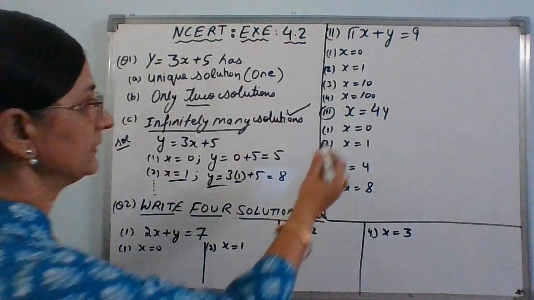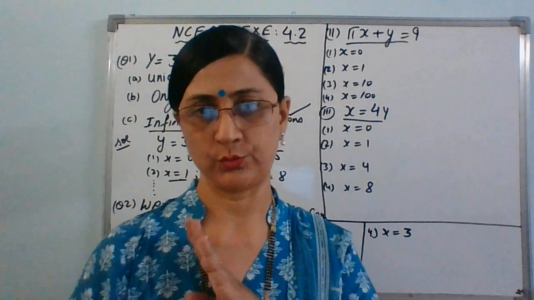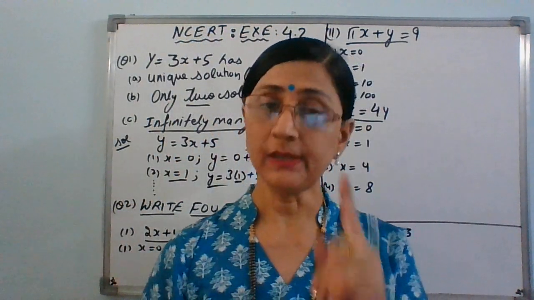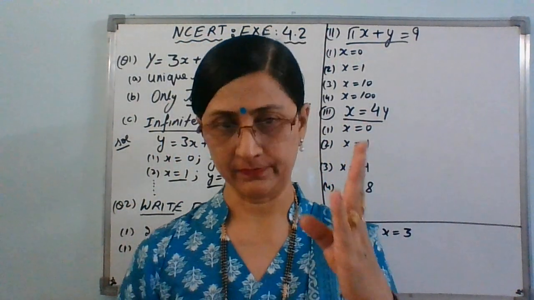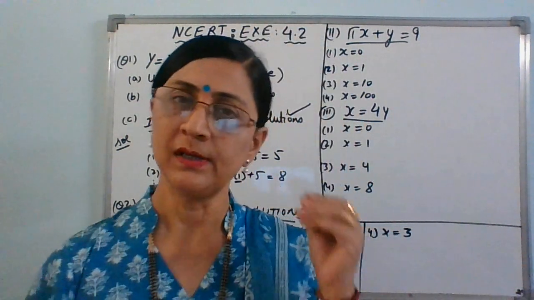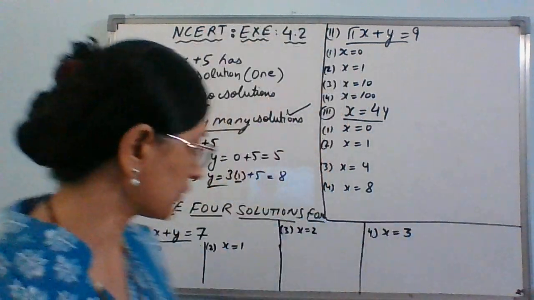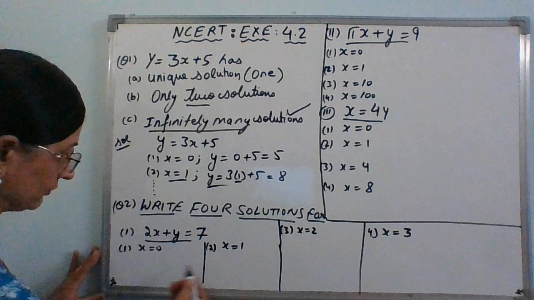Now the second question is about finding 4 solutions for every equation. There are 3 equations, right? One, this and this one. We have to find 4 solutions. 4 solutions means we have to substitute 4 values of x and we'll get 4 answers of y. You can substitute any value, 1, 2, 3, 4, 10, 20, 30, 40, 1000, whatever. It's your choice. Infinite values can be substituted there.